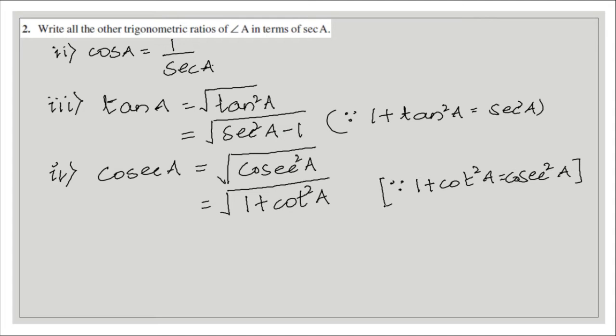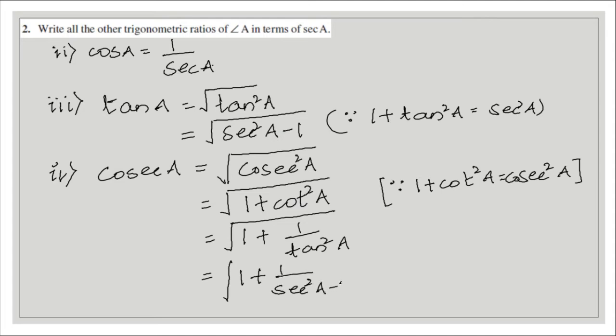Now what do we do with cot square A? This cot square A I can rewrite as 1 by tan square A. Now tan square A we have expressed as secant square A minus 1. The same concept I can use here. It becomes root of 1 plus 1 upon secant square A minus 1.